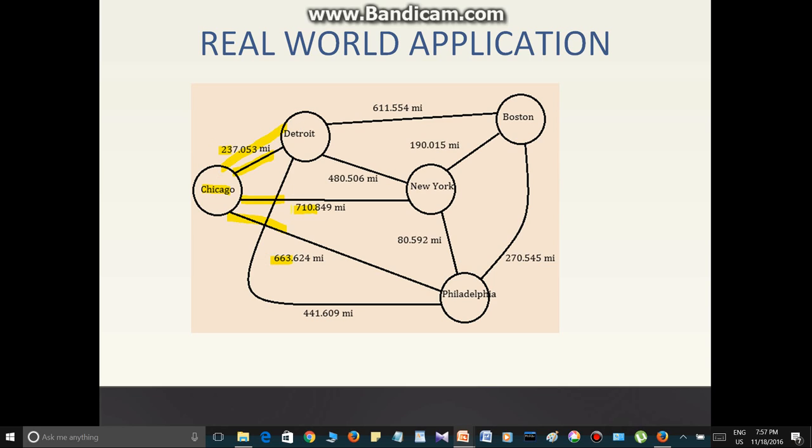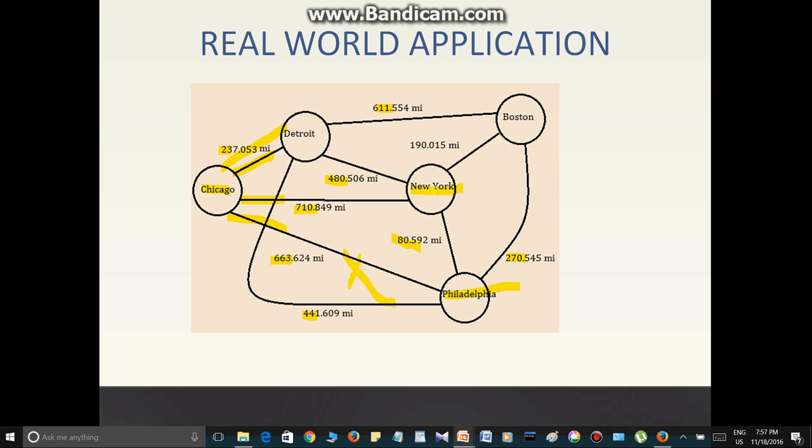From Detroit, Philadelphia has 441, Detroit to New York has 480, and Detroit to Boston has 611. Which is the shortest? 441, Philadelphia is the shortest. From Philadelphia, the path to Chicago we need not consider again because it is already visited. Philadelphia to New York is 80. Make a note of it. Philadelphia to Boston is 270. 270 is greater than 80, so I'm making a move to New York.